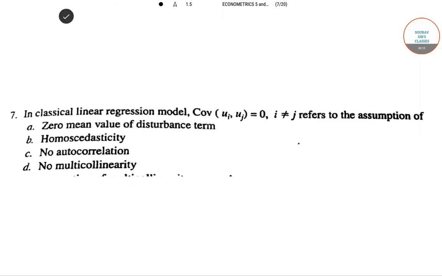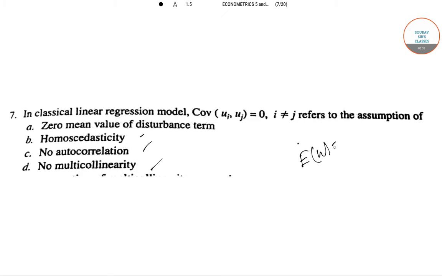In the classical linear regression model, the covariance of ui and uj equal to 0 refers to the assumption of: zero mean value of the disturbance term, homoscedasticity, no autocorrelation, and no multicollinearity. So obviously the zero mean assumption is expressed like this: expectation of ui equal to 0. Homoscedasticity means variance of ui is sigma square.